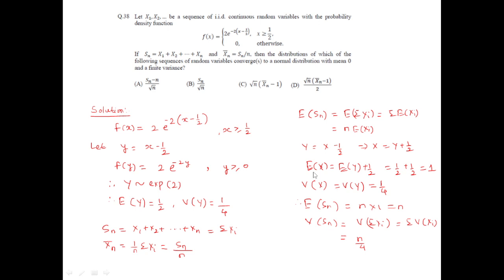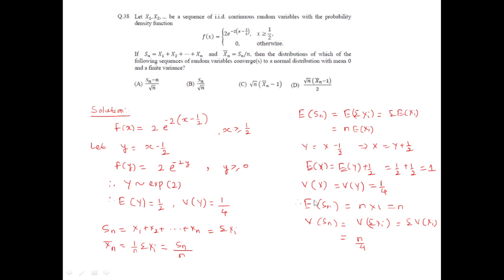Clearly, the expectation of X will be the expectation of Y plus 1 by 2. The expectation of Y here is 1 upon 2, so 1 upon 2 plus 1 upon 2, and the expectation of X is 1. For the variance, there is no effect of change of origin on the variance, so we know this property. The variance of X will be the variance of Y itself, which is 1 by 4. Now we have the expectation of X and the variance of X.